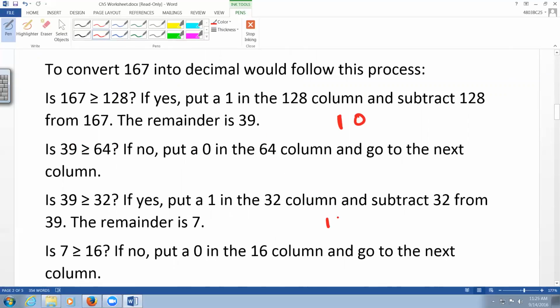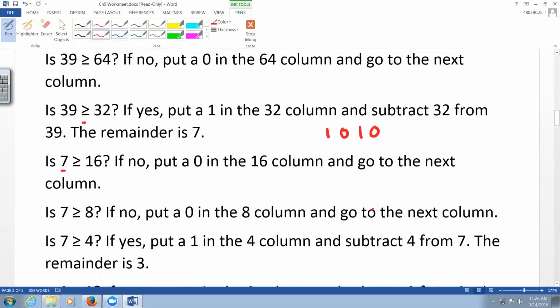So we had a 0, and then now we have 39 greater than 32. That's true. Then the next thing we do is subtract 32 from that, and now we're left with 7. Is 7 greater than 16? No. Okay. Is 7 greater than 8? No, so you have another 0. Is 7 greater than 4? True or false? True. 1, 0, 1, 0, 0, 1 now.